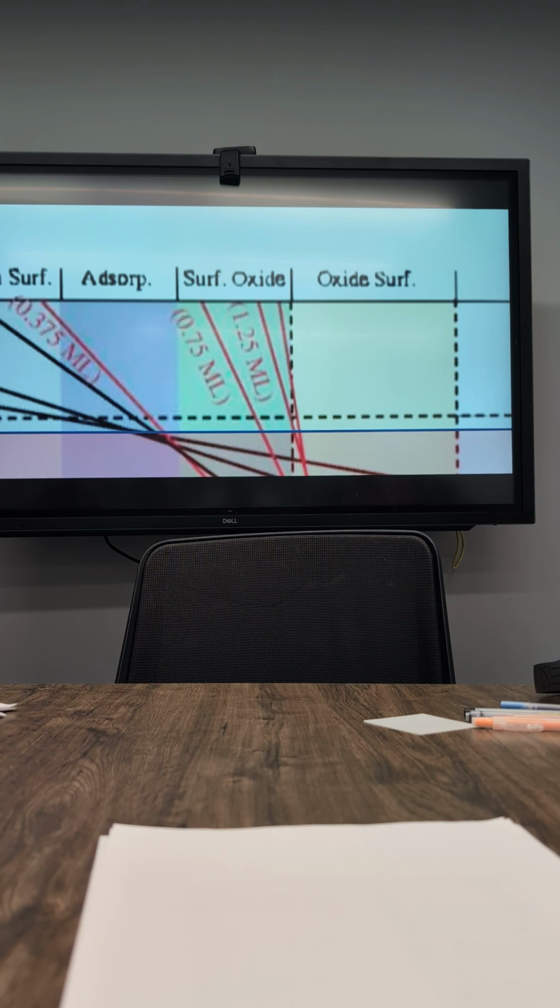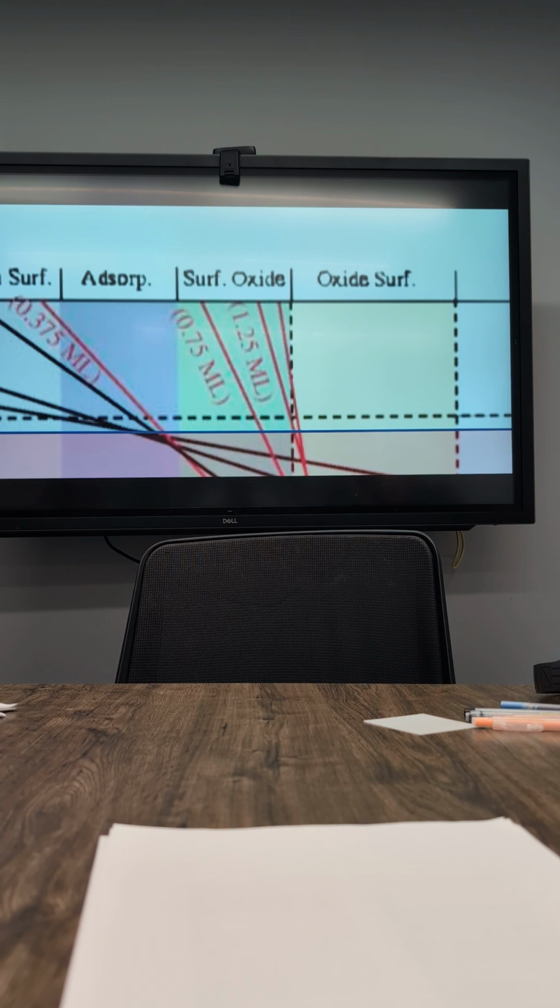Wait, repeat that? Yeah, the 4x4 thin oxide layer is in between the adsorb and the surface oxide layer. In terms of stability, in terms of that particular environment or something like that?